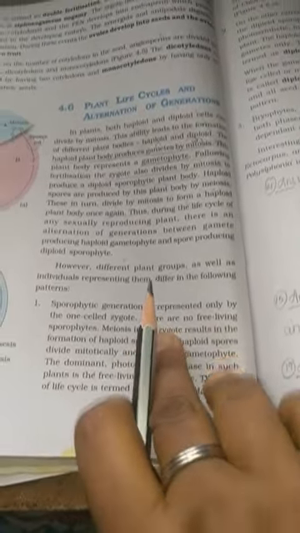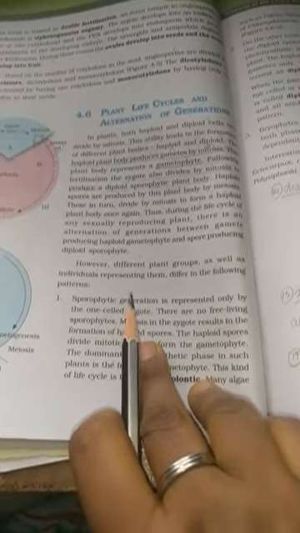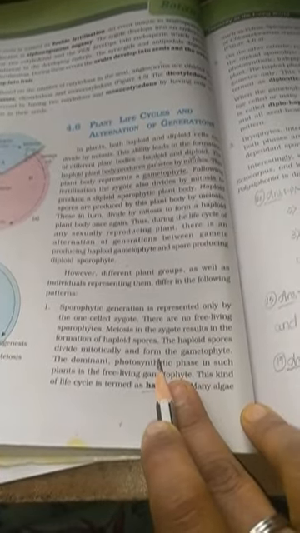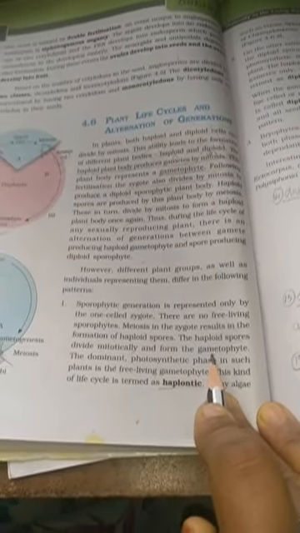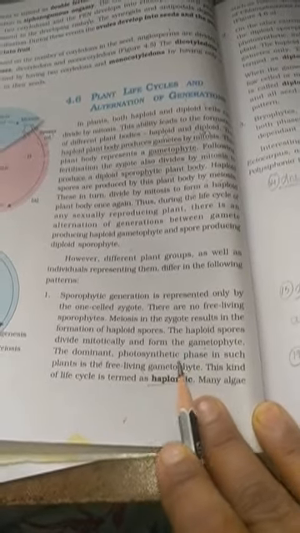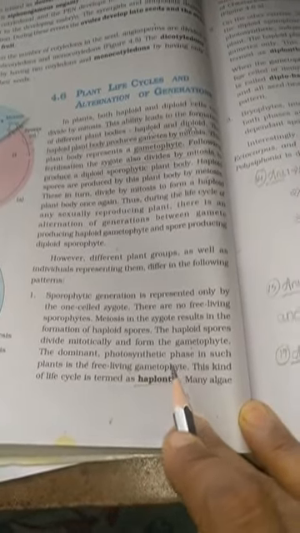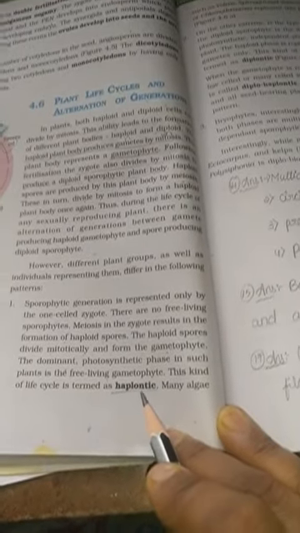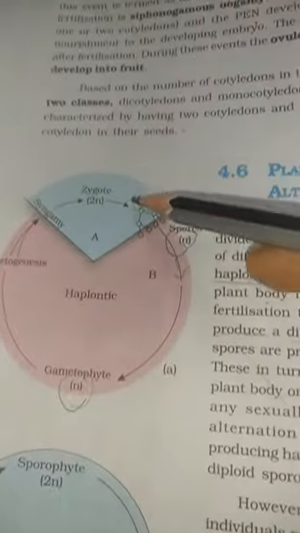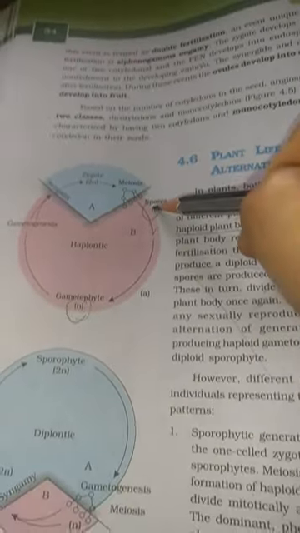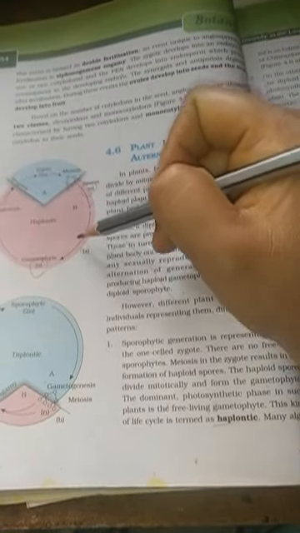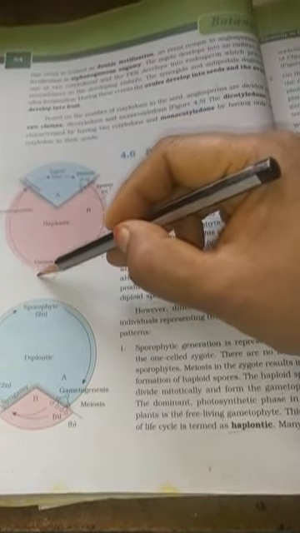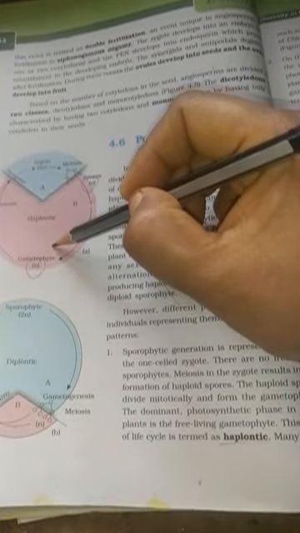Meiosis in the zygote results in the formation of haploid spores. These haploid spores divide mitotically to form the gametophyte. The dominant photosynthetic phase in such plants is a free-living gametophyte. This kind of life cycle is termed haplontic. So in this cycle, the zygote undergoes meiosis to form spores, and the spores divide mitotically to form the gametophyte, which is photosynthetic and dominant. This is haplontic.